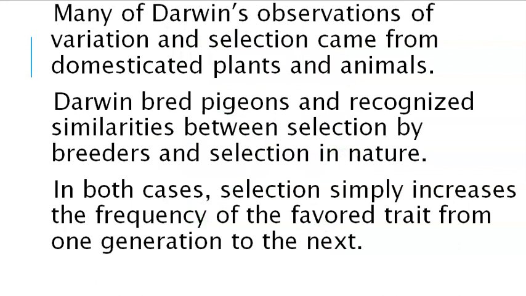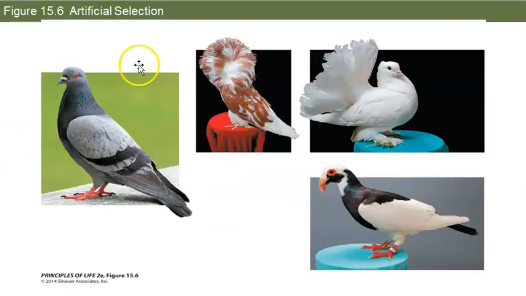Darwin also bred pigeons, and he recognized similarities between selection by breeders and selection in nature. If I were to show you this picture without the words artificial selection up here, you would think possibly that all these birds were different species. And that's a fair thought. But all these birds were bred from the rock pigeon. Look how much genetic diversity is inside this pigeon just by selecting traits. And so that is artificial selection.